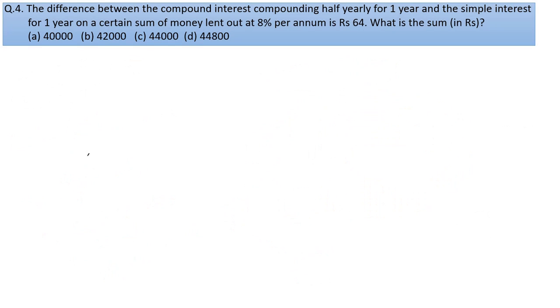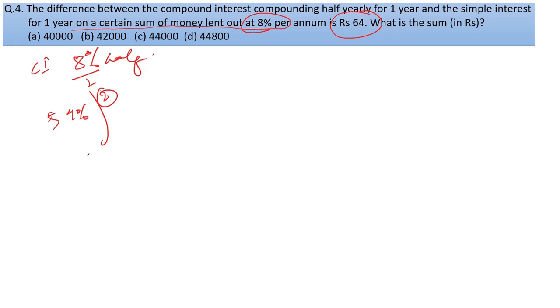Again, in the next question, we have the difference between the compound interest compounding half yearly for 1 year and the simple interest for 1 year on a certain sum of money lent at 8%, and it's rupees 64. Friends, we have compound interest, that is 8% half yearly. For half yearly, we will be dividing by 2, that is 4%. In 1 year, there is 2 half years, that is 2 times we'll be compounding the interest.